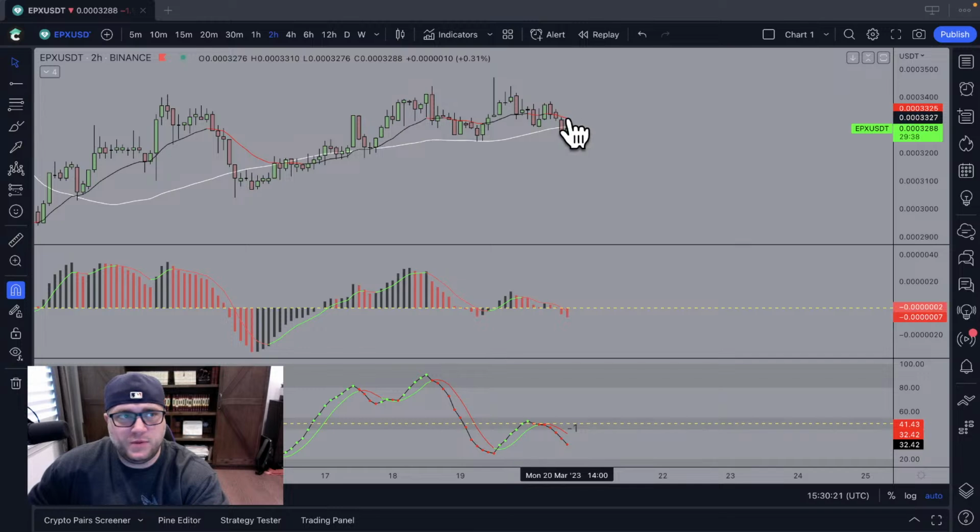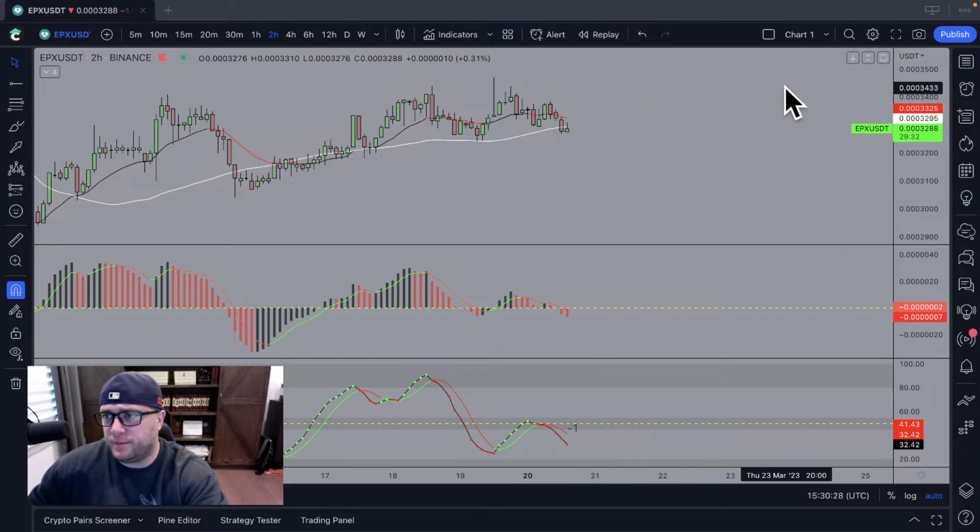Come up here and touch this red line. Go short. Everything is pushing down for you with a quick scalp. Money in the bank.